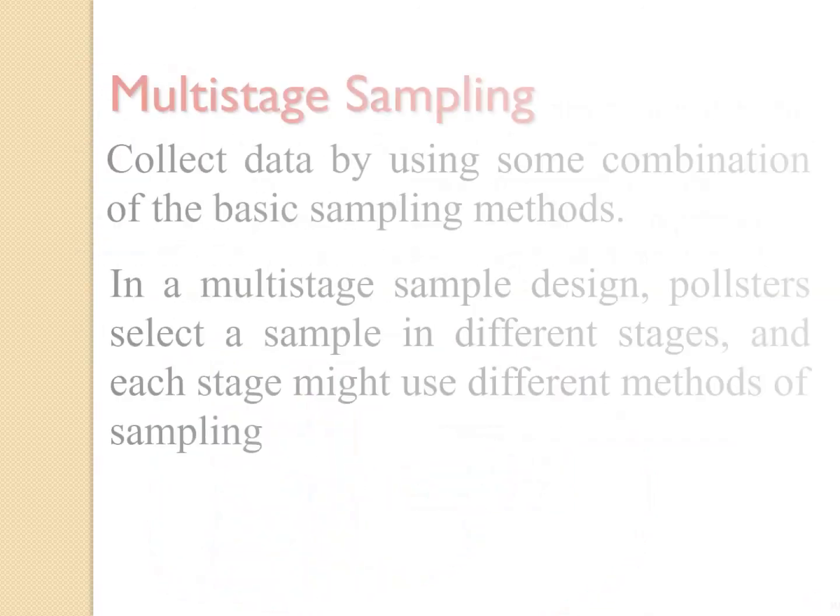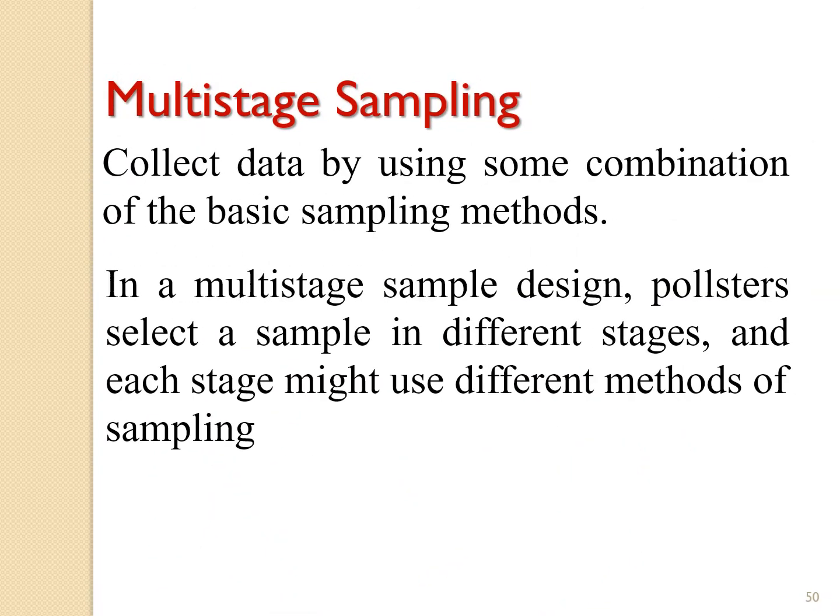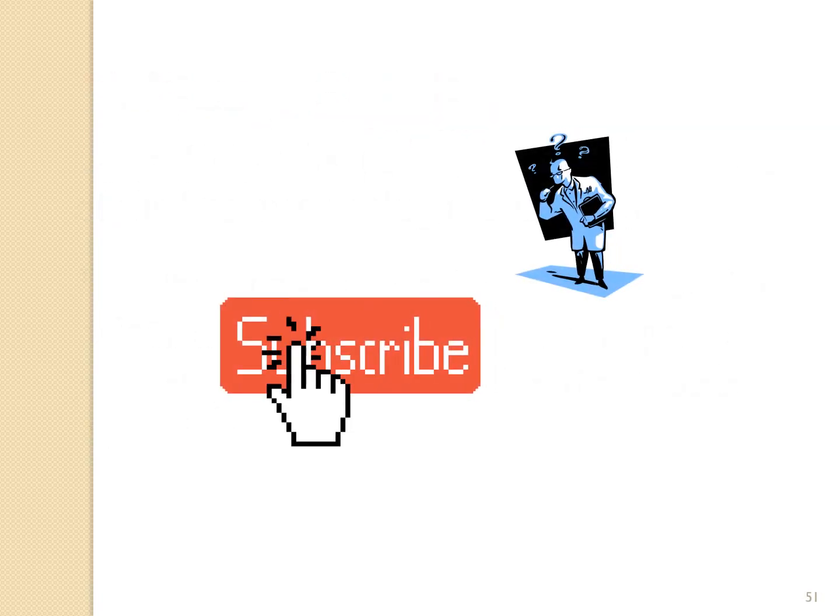Multi-stage sampling means collecting the data by using some combination of basic sampling methods. That means we use some random sampling, stratified sampling, and cluster sampling. This we call multi-stage sampling. In a multi-stage sample design, samples are selected in different stages, and each stage might use a different method of sampling. This situation we call multi-stage sampling. You can easily understand through this video.